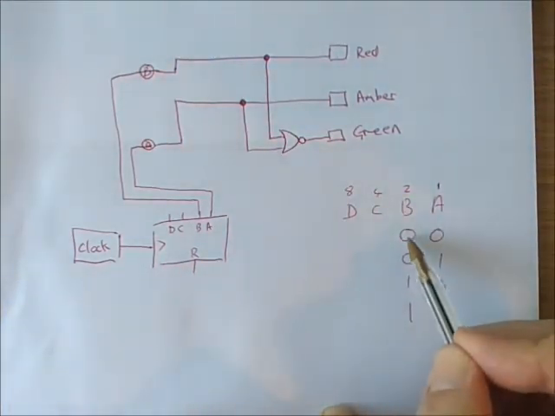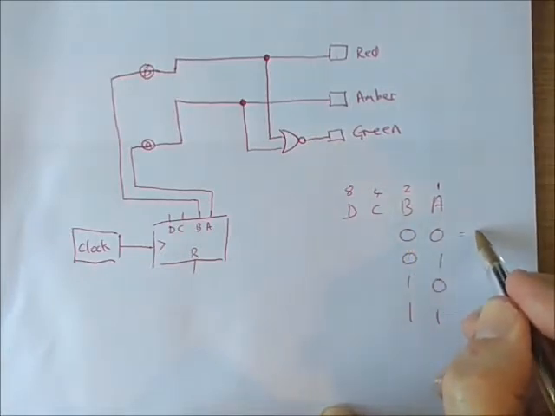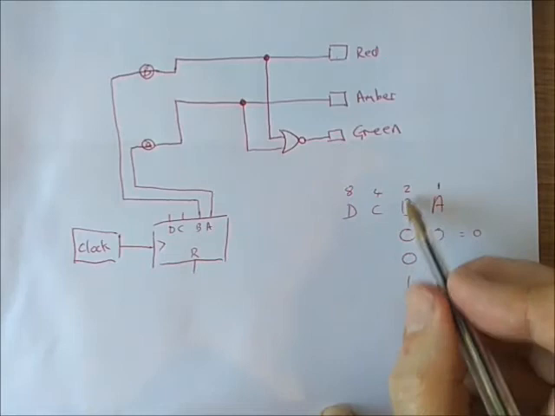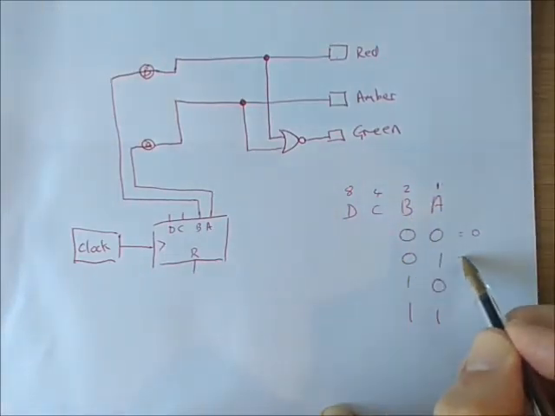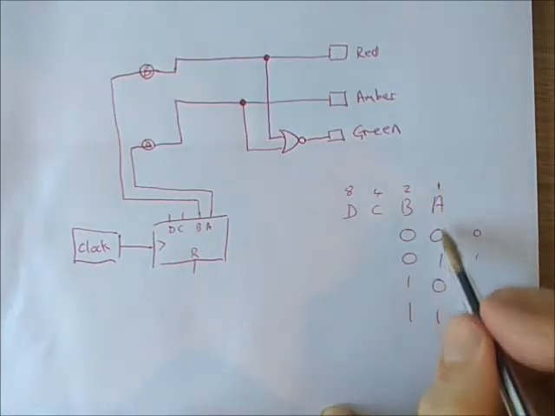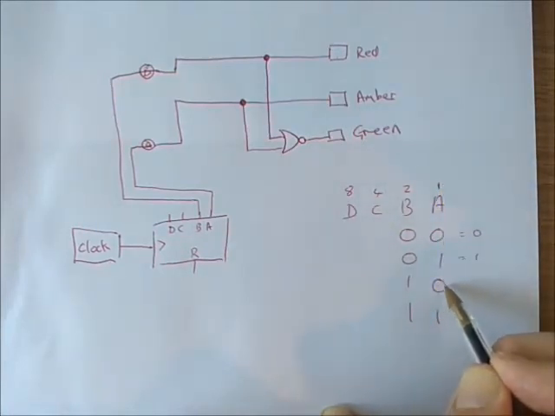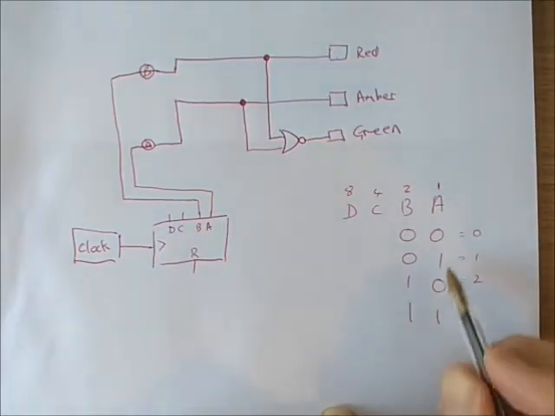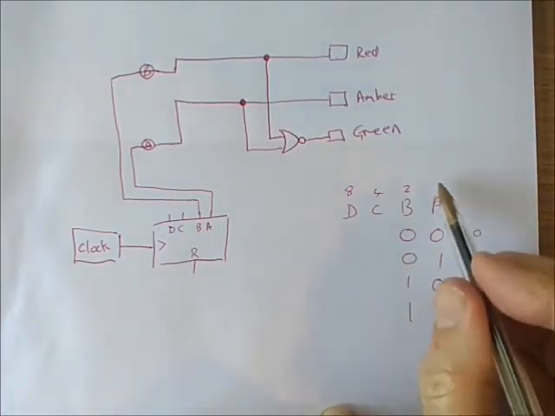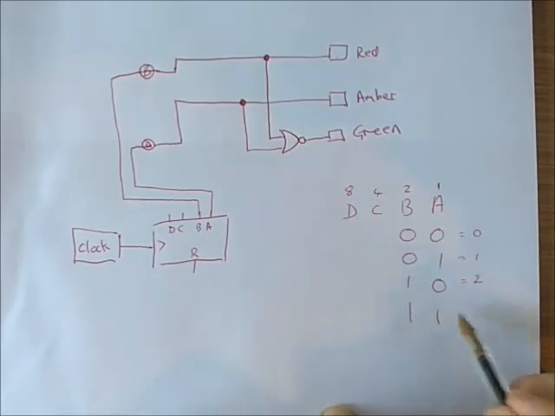So if I look down here, 0, so there's no 1s and no 2s, so that would equal 0. Next I've got a 1 and no 2s, so that would equal 1. Next up I've got no 1s, but I've got a 2, so that equals 2. And then lastly here I've got a 1 and a 2, so that would equal 3.